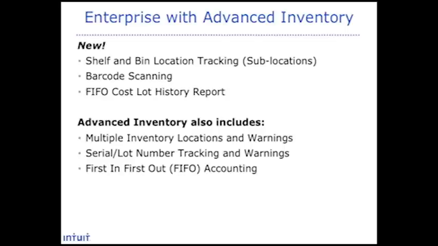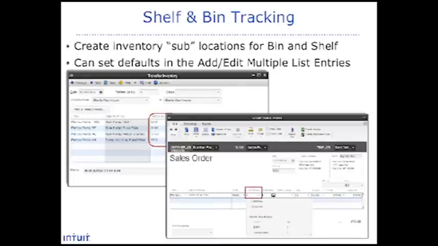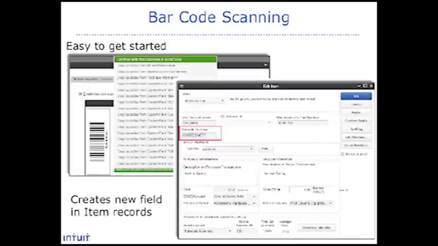And now what's new in 2013 is shelf and bin location tracking. So now within your warehouse, you actually get as low as shelf and bin location. Barcode scanning is another really neat feature. And then the whole thing with this FIFO is that the reports have been improved a little bit over the original reports that were in Enterprise Advanced Inventory 2012. So again, Advanced Inventory includes the multi-inventory location, serial or lot number tracking, and then FIFO accounting method.